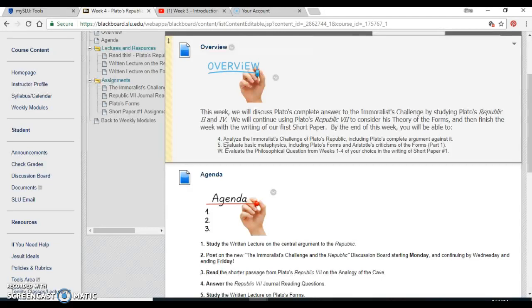You will also be able to evaluate basic metaphysics. You may not know what that is. By the end of the week, you should. And you will be introduced to something called Plato's forms. Now, Aristotle is the philosopher we begin next week, and so this objective will carry over into week 5. So I say that this is just part 1.